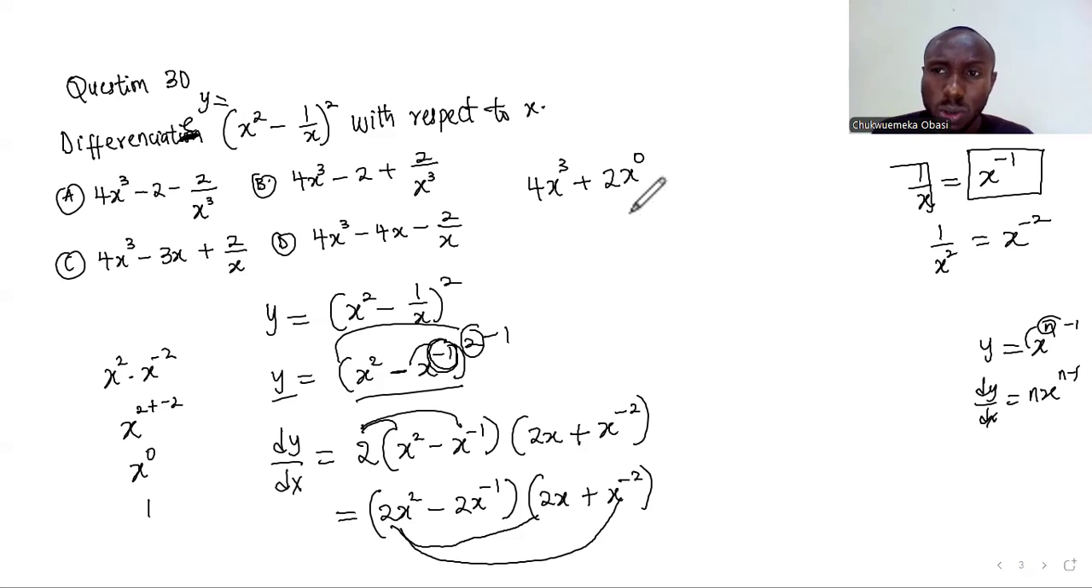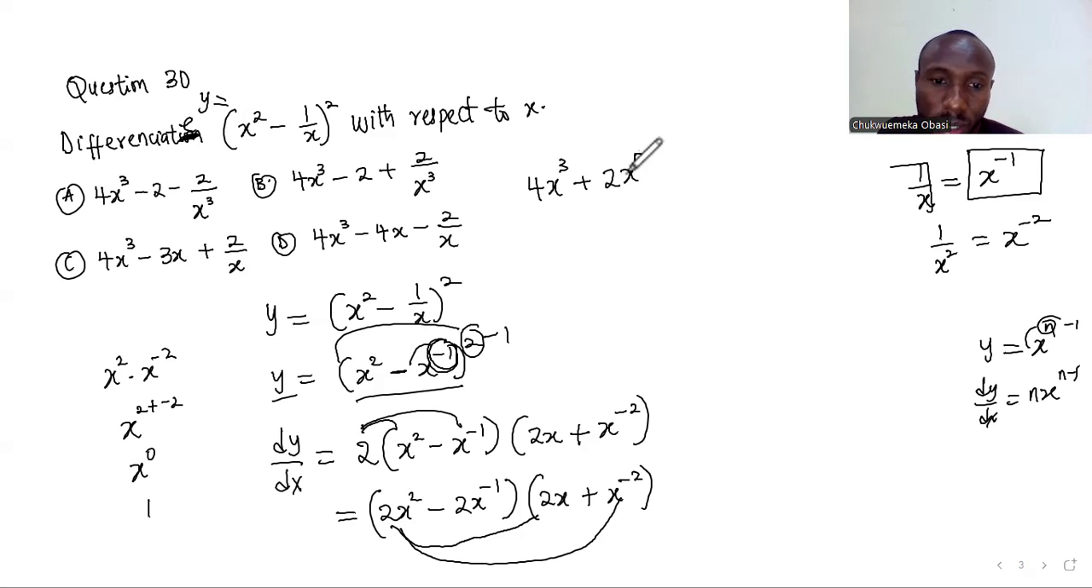Let's take a deep breath before we continue. What we have done so far, remember, we differentiated applying the chain rule, and now we are only just expanding. The first thing I did was multiplying 2x squared and 2x, which gave me 4x cubed. Then I multiplied 2x squared times x to the negative 2, and that gave me 2x to the 0.